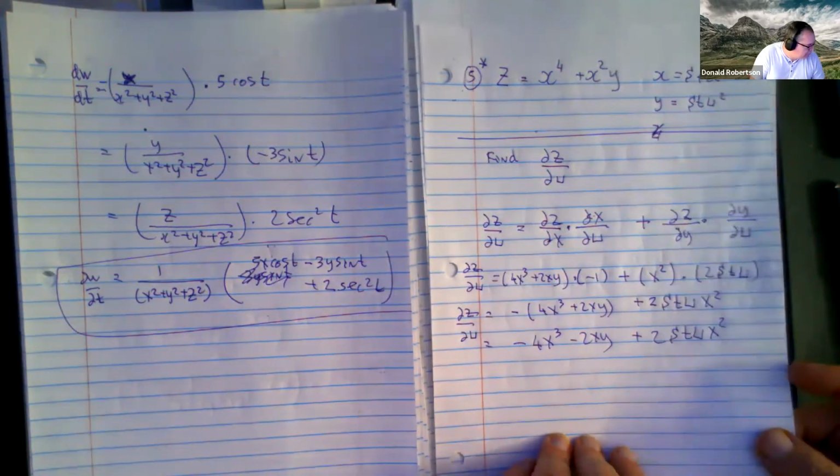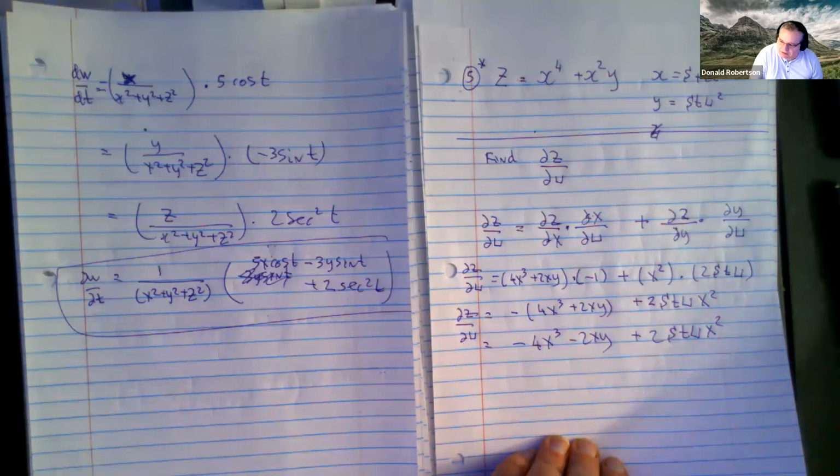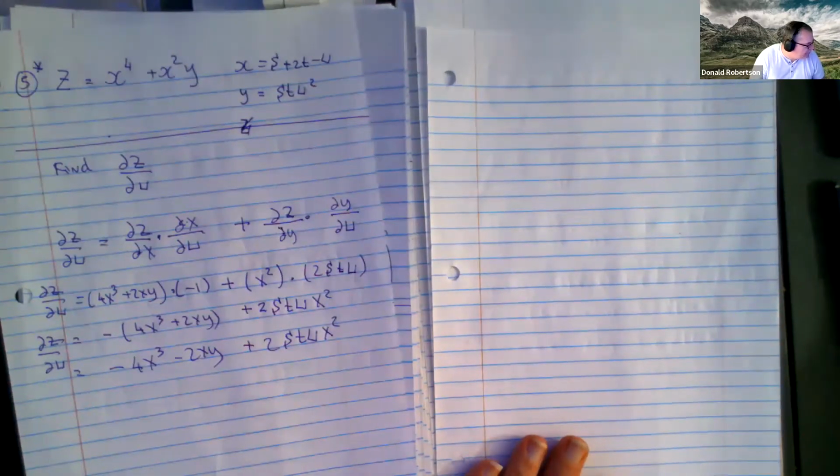How are we doing? Still here? Okay, let's see where we can go for the next one. There are only 10 questions. We're halfway through them, so we're getting there.